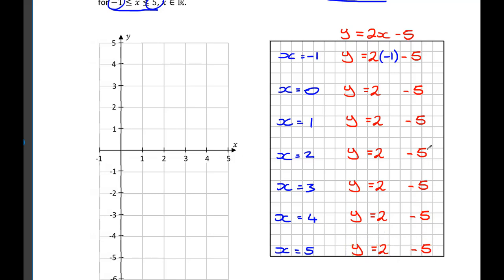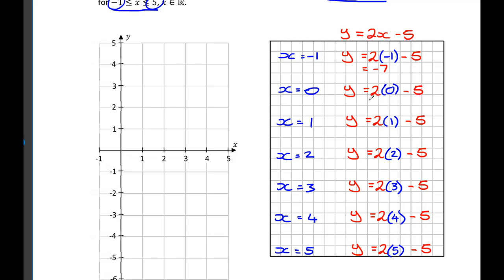With the next one, when x is 0, we're going to replace x with 0 in the brackets. And then here, 1, 2, 3. You'll see a pattern emerge here, by the way, 4 and 5. Okay, so just put that in your calculator. 2 times minus 1 is minus 2. Minus 5, that's going to give us minus 7. So y is minus 7.